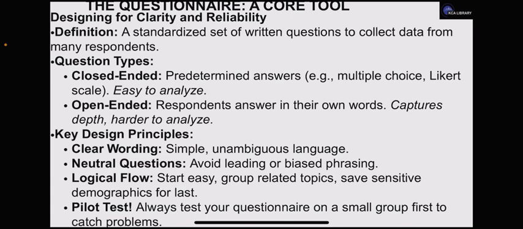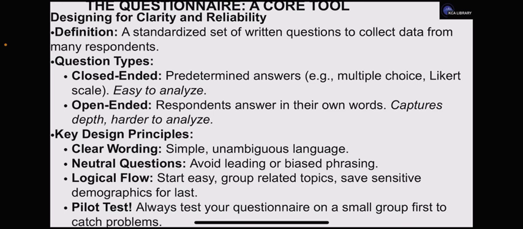So now, let's look at the different question types. We have close-ended and open-ended. Close-ended has predetermined answers, for example multiple choice or scale, and it is very easy to analyze. On the other hand, we have the open-ended types. The respondents answer in their own words, they capture depth, and they are harder to analyze. You understand?